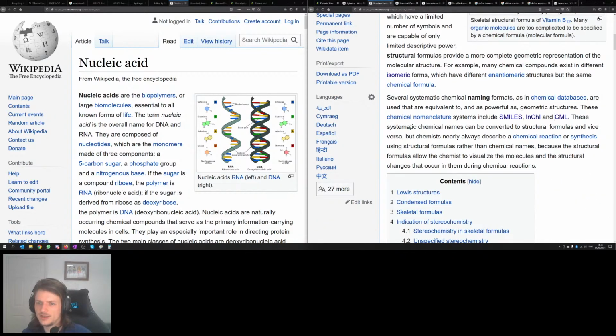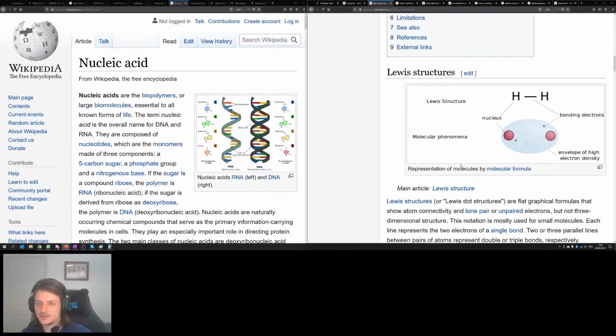Okay, these systematic chemical names can be converted to structural formulas and vice versa, but chemists nearly always describe a chemical reaction or synthesis using structural formulas rather than chemical names, because the structural formulas allow the chemist to visualize the molecules and the structural changes that occur in them during chemical reactions.